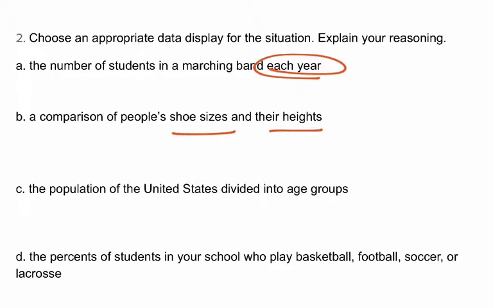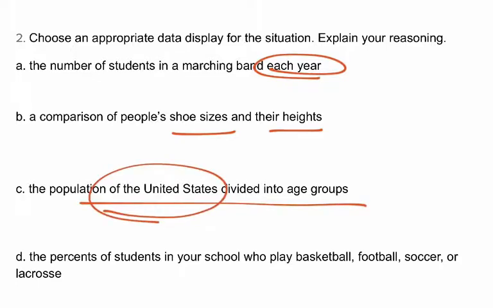The population of the United States divided into age groups. So the United States is the whole. Dividing it into age groups are the parts. So in that case, a circle graph is probably going to be your best option.